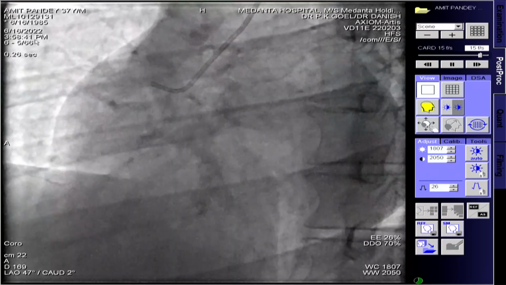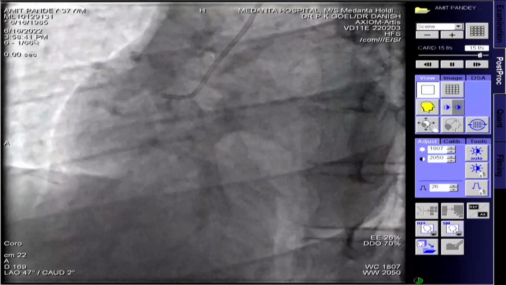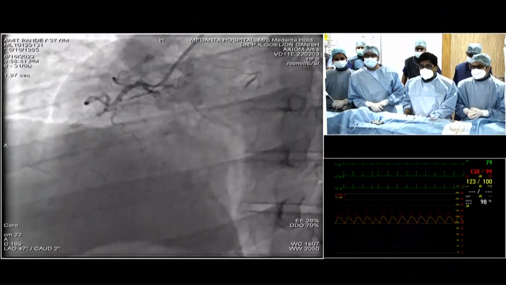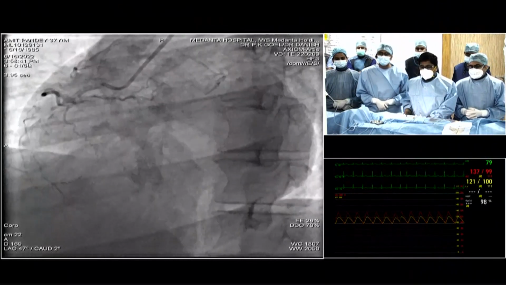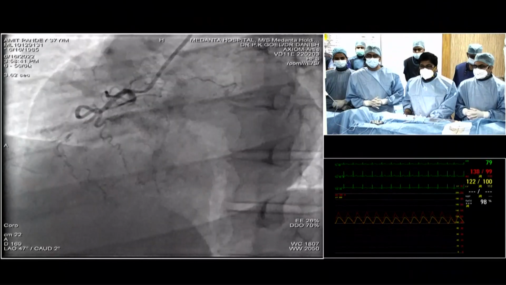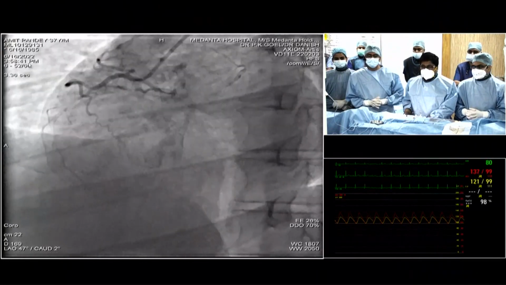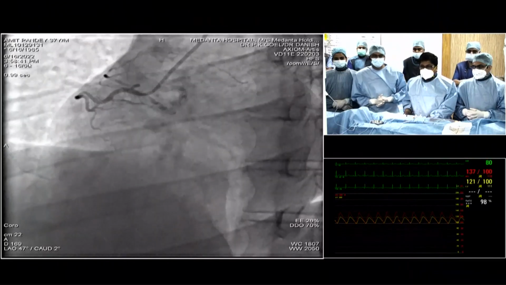Mid LAD, tapered tip, only the left dominant circulation in this case. And I think still, in the cranial view, it looks like a long segment, but it looks like there is some channel for us. So I think an antegrade approach with a microcatheter with a polymer jacket wire is the first choice to try.